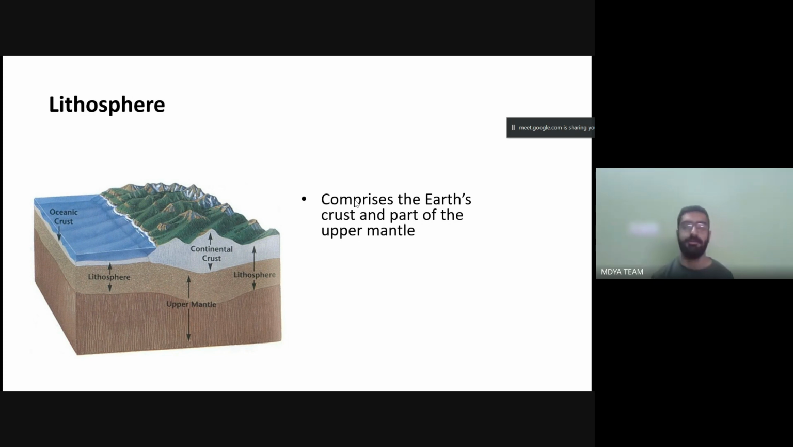Okay, good. Thanks. So now we'll understand the various spheres of the Earth. First one is the lithosphere. It's at the topmost position and comprises the Earth's crust. The crust is the outermost layer, below it is the mantle, and below that is the core, which is almost the central part. The lithosphere consists of the Earth's crust and the upper mantle, not even the lower mantle, just the upper part of the mantle.